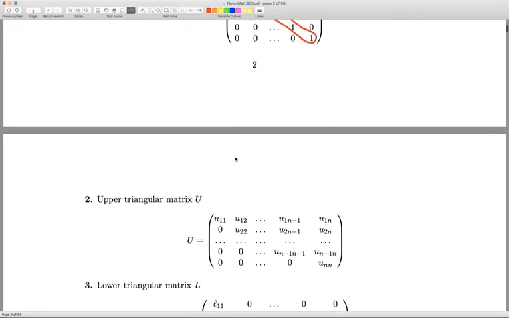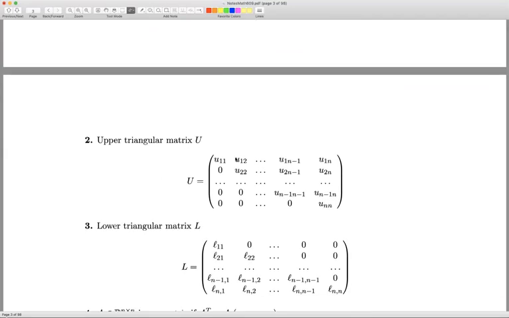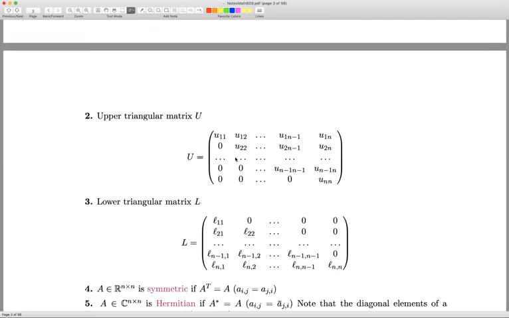We will discuss also upper triangular matrices. We will denote them by U, and those are matrices for which all the entries below the main diagonal are 0, but the entries above the main diagonal or on the main diagonal may or may not be 0.